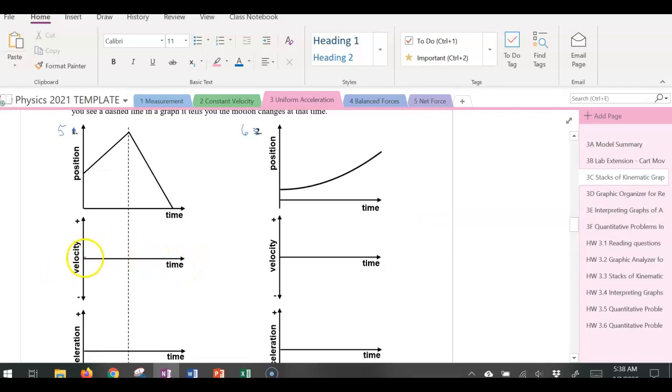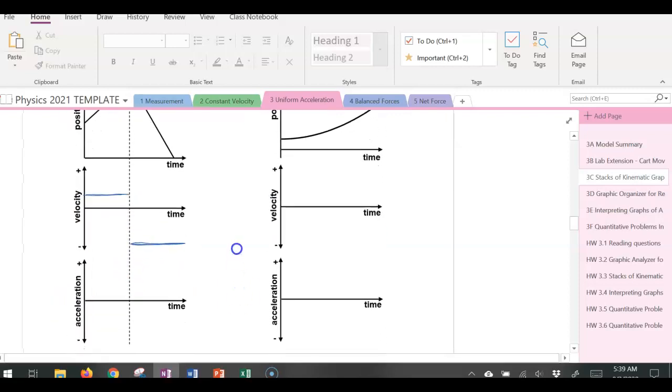The velocity should be the slope of the position versus time graph. And so first I had a positive slope and it's constant. And then after it turns around, I have a constant negative slope, but the value of that negative slope is bigger, right? It's steeper, so I've got a bigger negative value here than I had the original positive value.